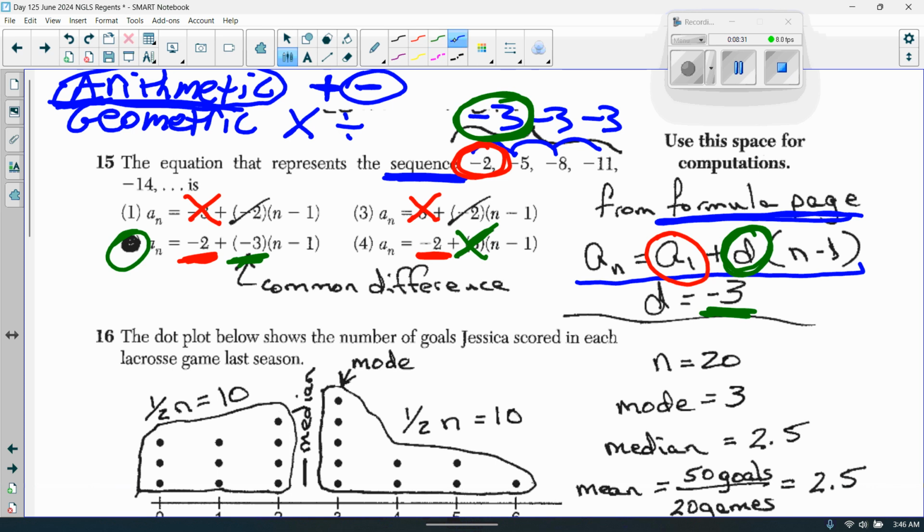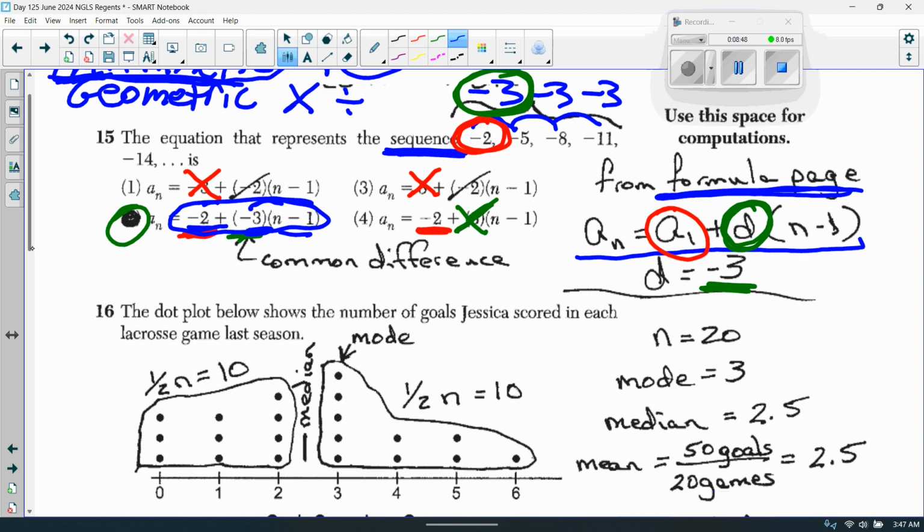They haven't been asking it lately, but in the olden days of like 6 years ago, they used to make you distribute and then combine like terms. They haven't been making you do that lately, but if you don't see this as a choice, it's probably because they simplified it. So just be careful with that.